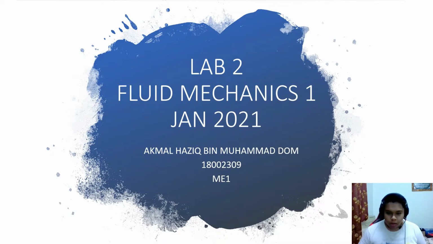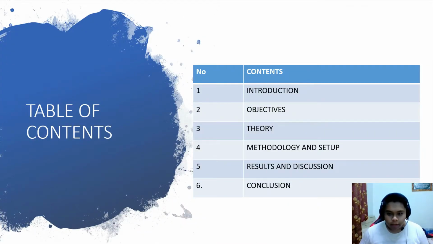My ID is 18002309. I'm from Mechanical Engineering 1, and this is my lab presentation for lab number 2, Fluid Mechanics 1, January 2021. So, table of contents. Firstly, I will go to the introduction of the experiment, and then we will go to the objectives, theory, methodology and setup, results and discussion, and then conclusion.